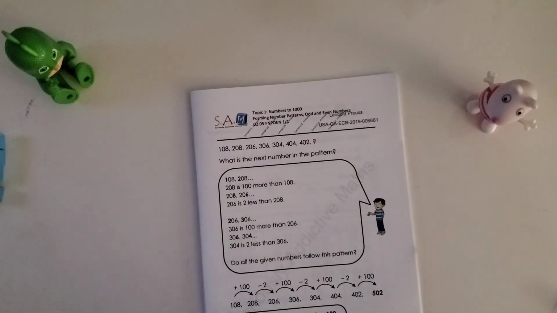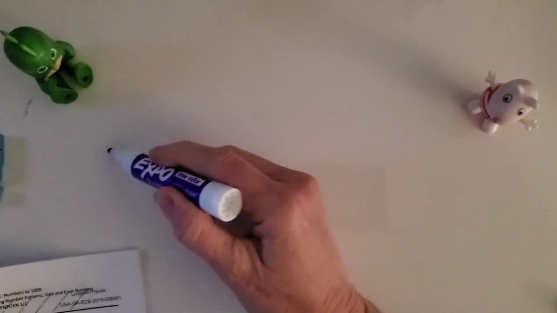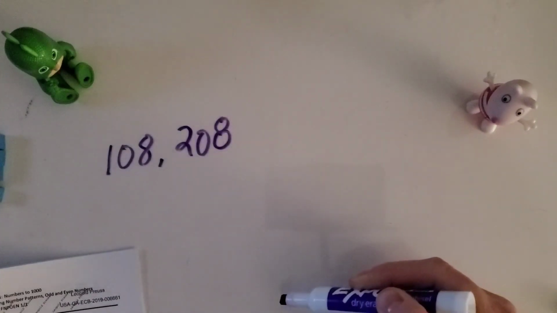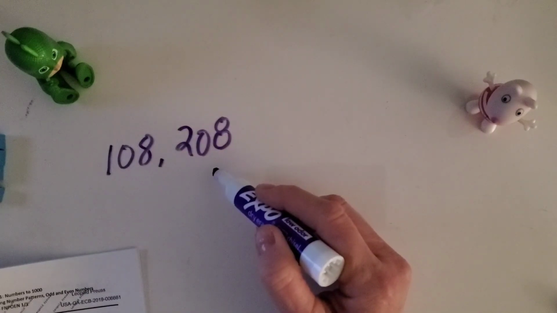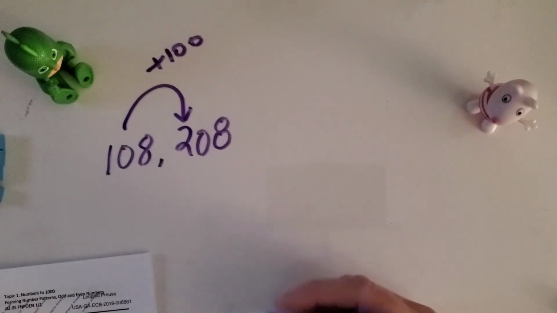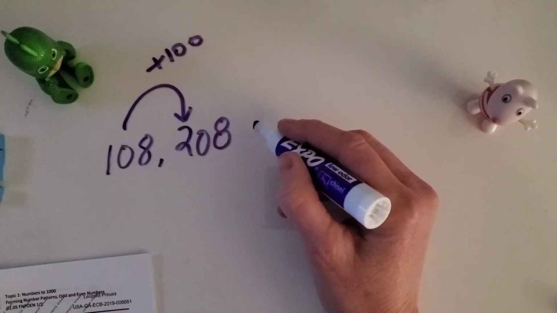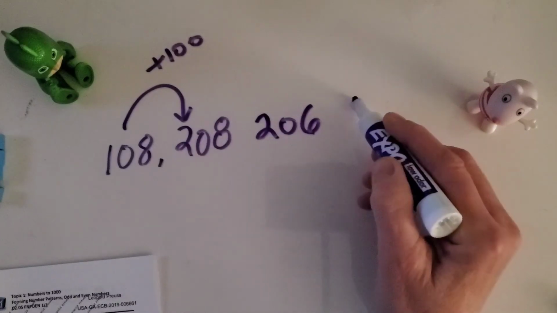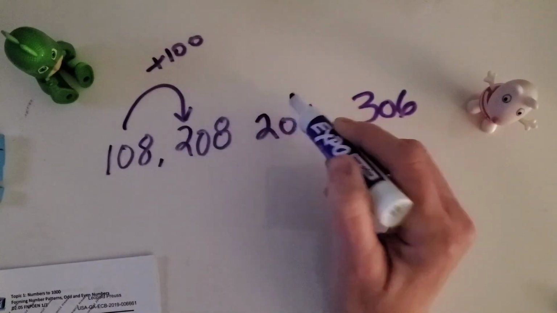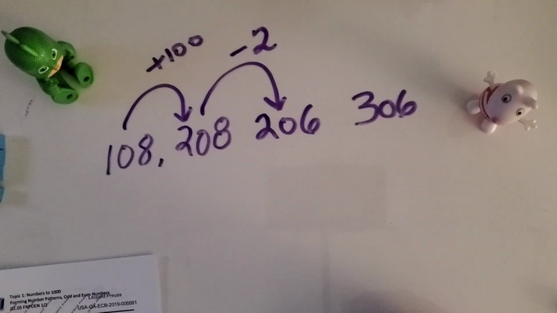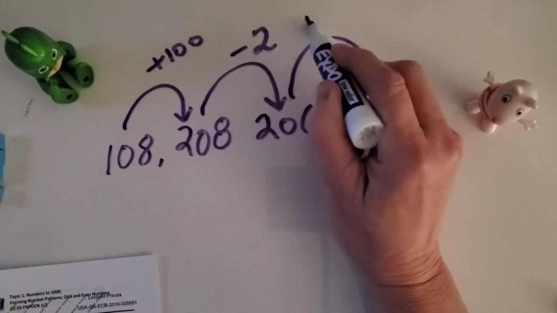So we'll take at the beginning here, we'll look and see. We have 108 and 208. You see 208 is 100 more. We're going to jump here by plus 100. Look at that, right? And then we see the next number after 208 is 206, and then we have 306. So what are we doing between 208 and 206? That's right, we are taking 2 away, right? And then when we go from 206 to 306, whoa, another big jump here, plus 100.